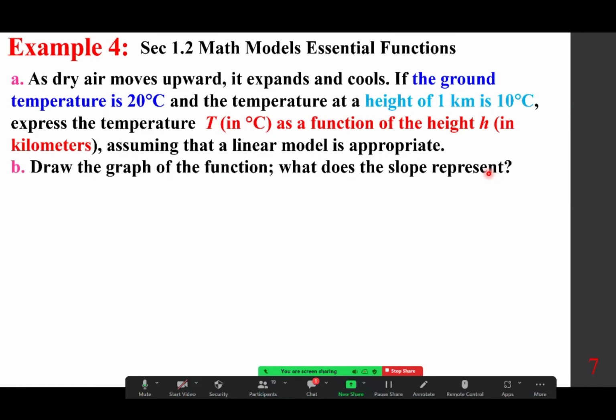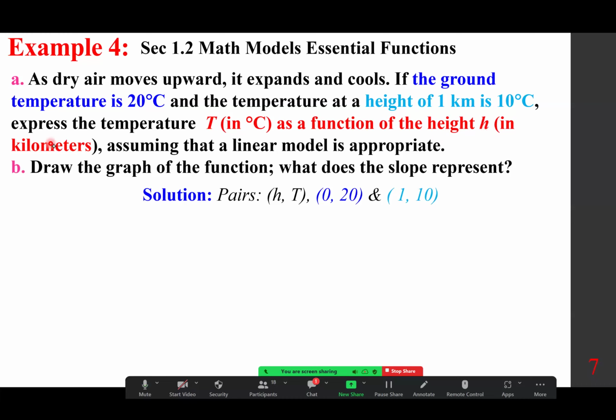So what we are going to do, we are going to solve it by noticing that the pairs are going to have h and t, the height and the temperature. The ground has a height of 0 and a temperature of 20 degrees Celsius. A height of 1 kilometer will have 10 degrees Celsius. And as far as the units are concerned, we are going to go with the height in kilometers.